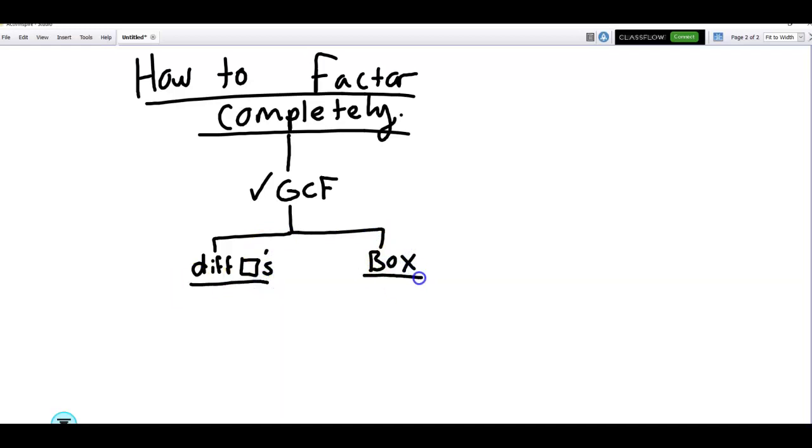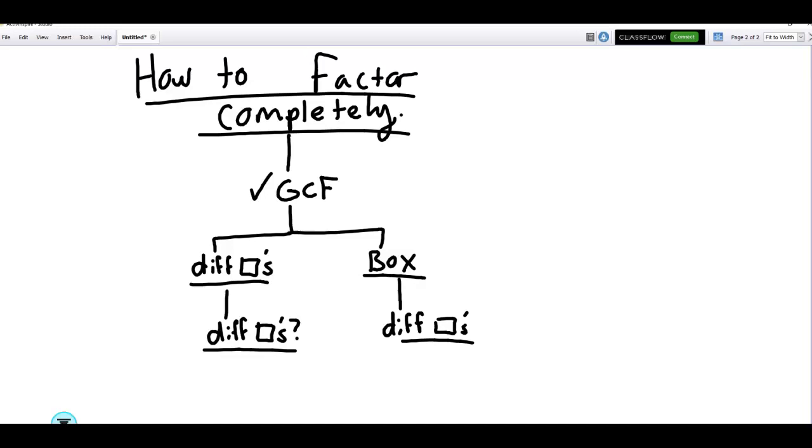Okay? Now, after you do the difference of squares or the box method, technically it is possible that you could do another difference of squares. Or after the box method, you could do a difference of squares. You'll never have to do the box method more than once with the type of problems I'm giving you. But basically, you just keep going until you can't factor it anymore.